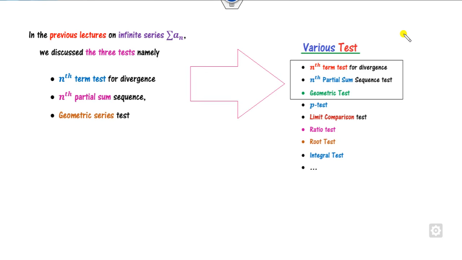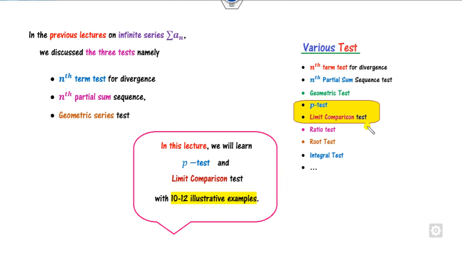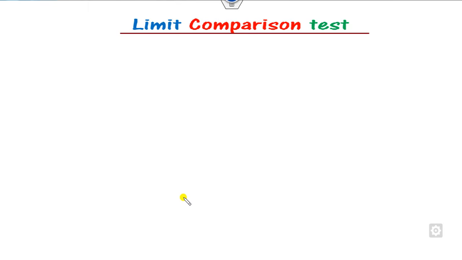What we have discussed in the last lectures are three tests: the nth term test, the nth partial sum test, and the geometric test. Now we will discuss the P test and the limit comparison test in this lecture with the help of 10 to 12 illustrative examples. What is the limit comparison test?